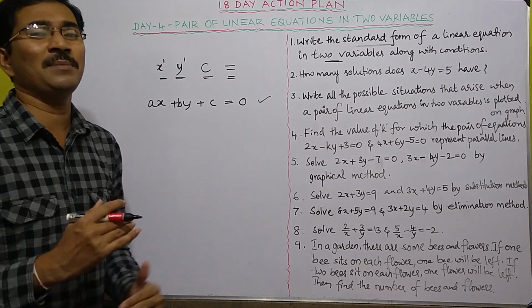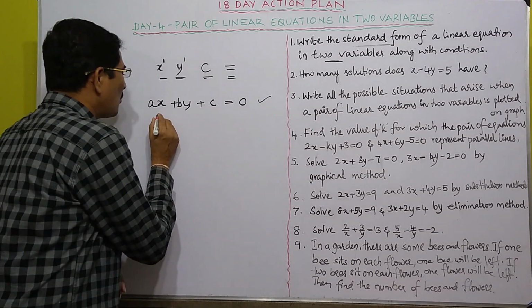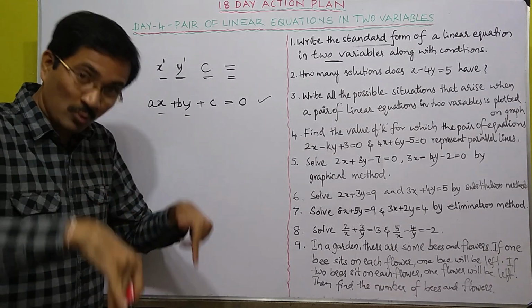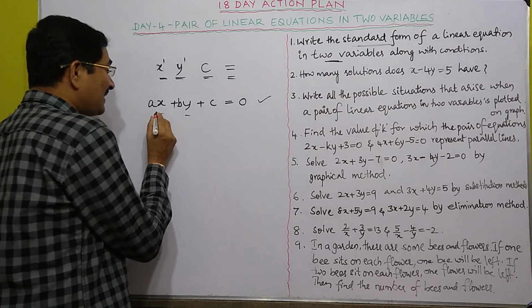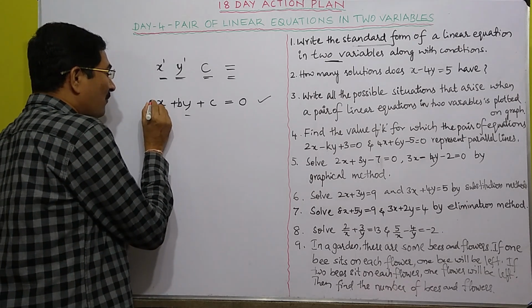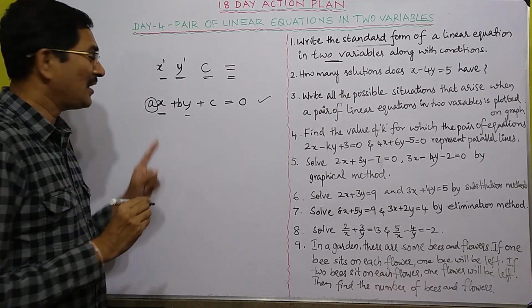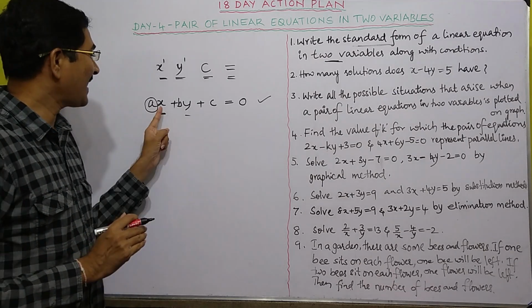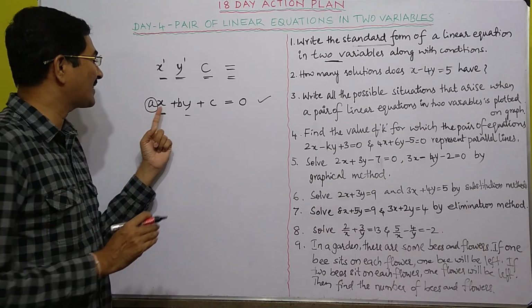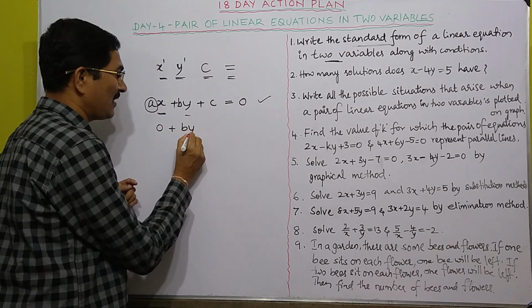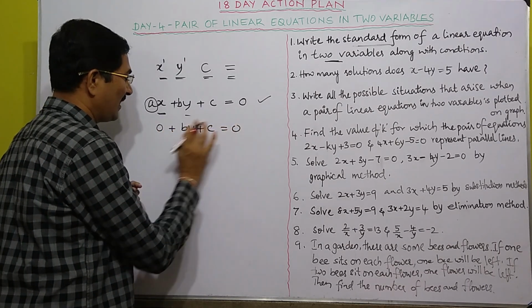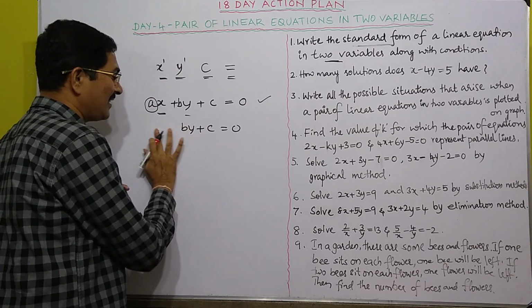Let us see what the conditions can be. For x and y, there are no conditions because they have to exist. So we have nothing to do with x and y. But this x vanishes if a vanishes. Yes or no? If a is 0, x vanishes because 0 into x becomes 0. In that case, it becomes 0 plus by plus c is equal to 0. In this case, we can consider x is not at all there.